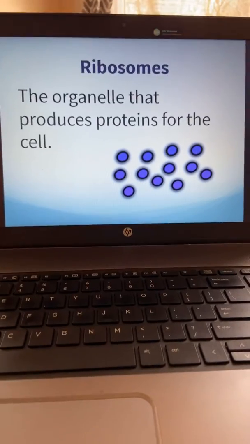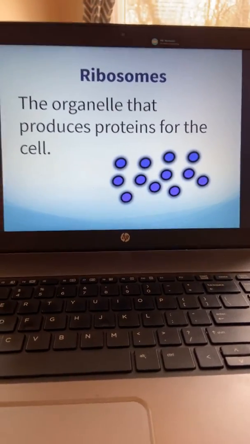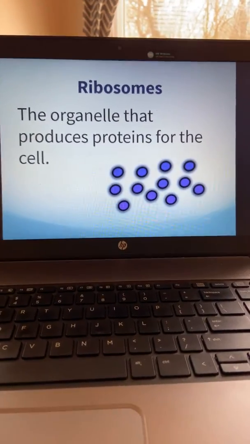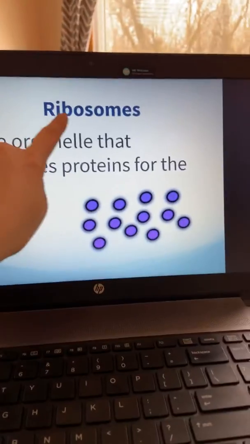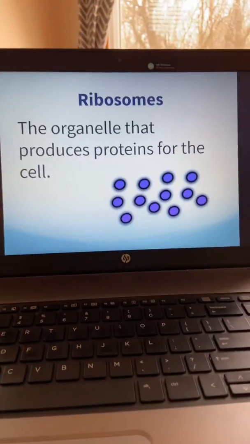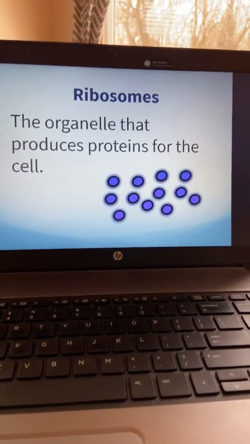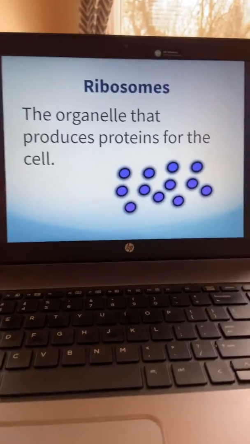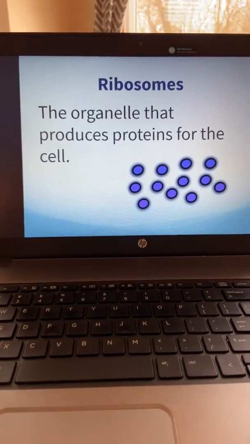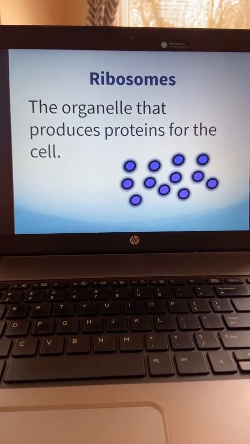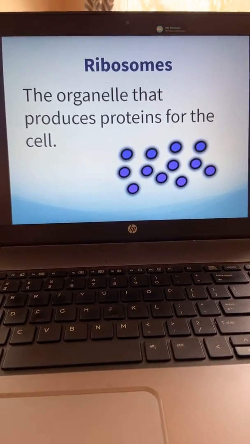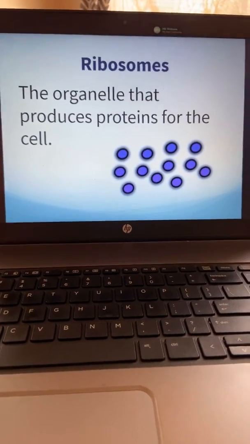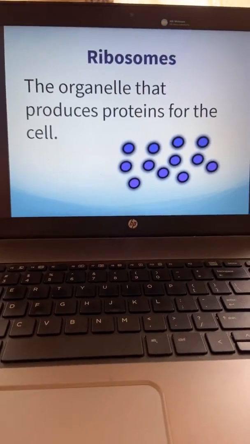Ribosomes, the organelle that produces proteins for the cell. I always think about this one: ribosomes, like rib, like if you're eating ribs, you're getting lots of protein, right? Organelle that produces protein. And again, if you want to use this for your notes, you can pause this as we're going. That's the beauty of YouTube and remote learning. So if I go fast, you can just pause it.